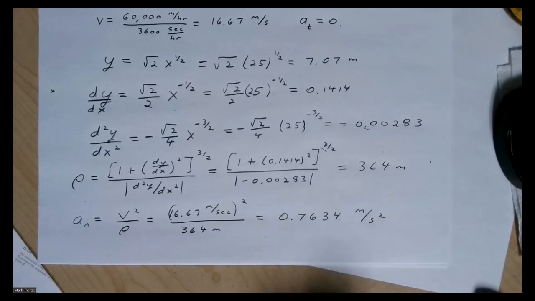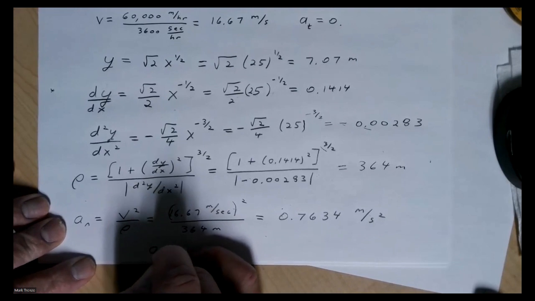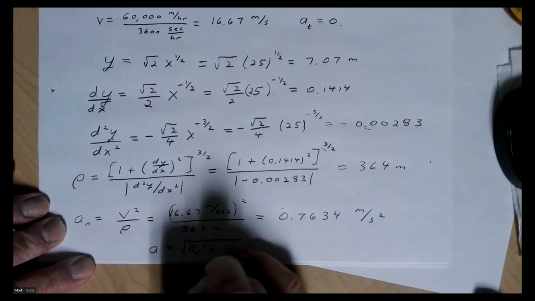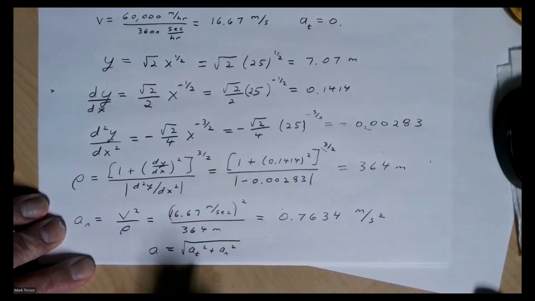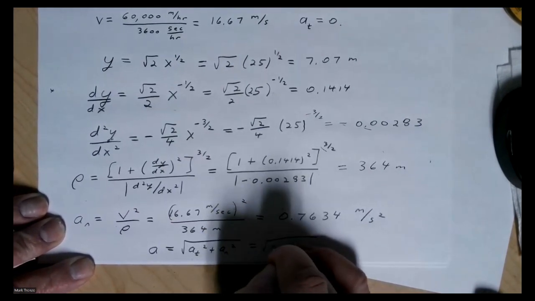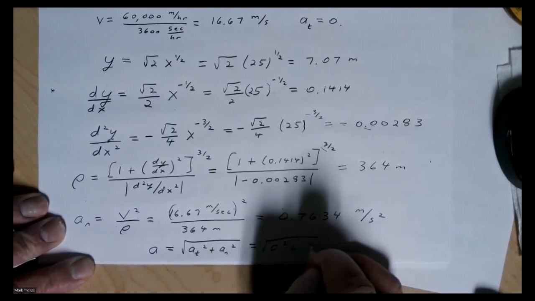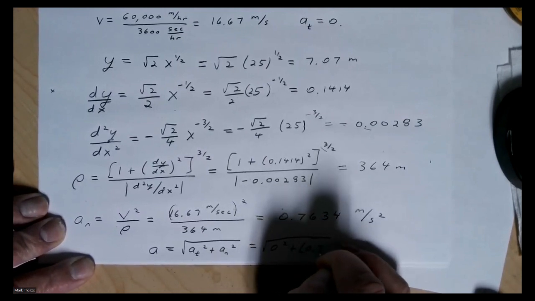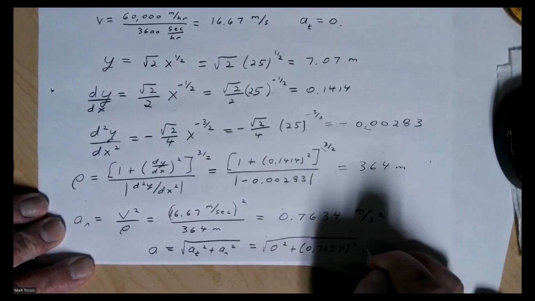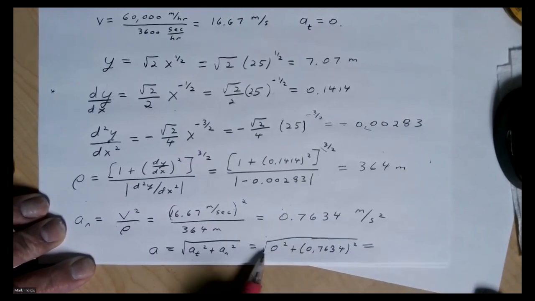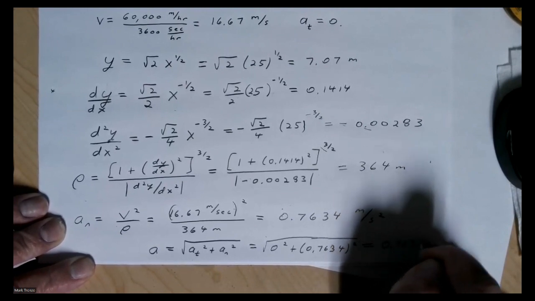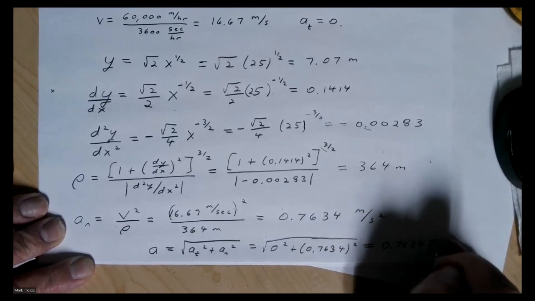And actually, if you wanted the total acceleration, that's going to be the square root of a_t squared plus a_n squared, but a_t squared is 0. So in effect, the overall acceleration is just going to be the absolute value of the normal acceleration, since there is no tangential. And in this case, since it's positive, it's going to be the same.